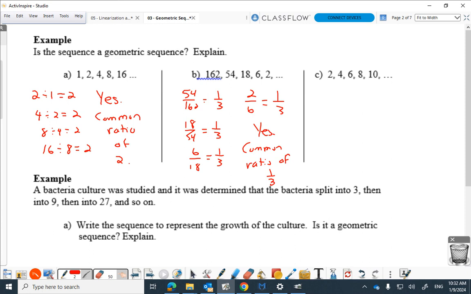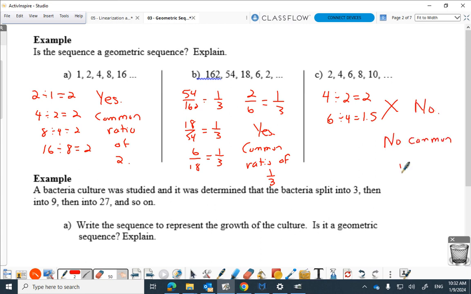How about the third one? Is it a geometric sequence? No. 4 divided by 2 is 2, but 6 divided by 4 is 1.5. No common ratio.